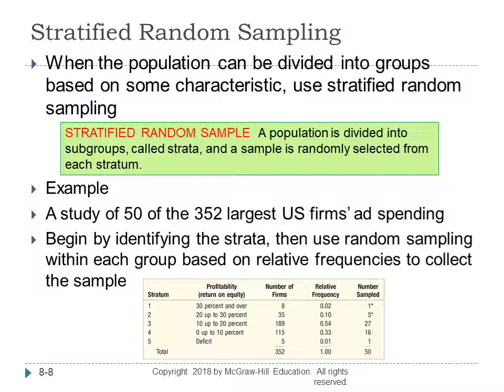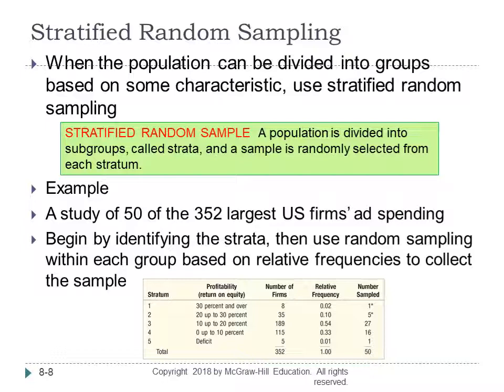For example, one way to do this, since these are companies, you can divide them according to the return on equity. Of course, these are known numbers for each company. For example, the first group or the first stratum are those companies that make 30% return on equity. The companies that make 30% or over, turns out there are 8 firms. The relative frequency, of course, 8 divided by 352 is 0.02.